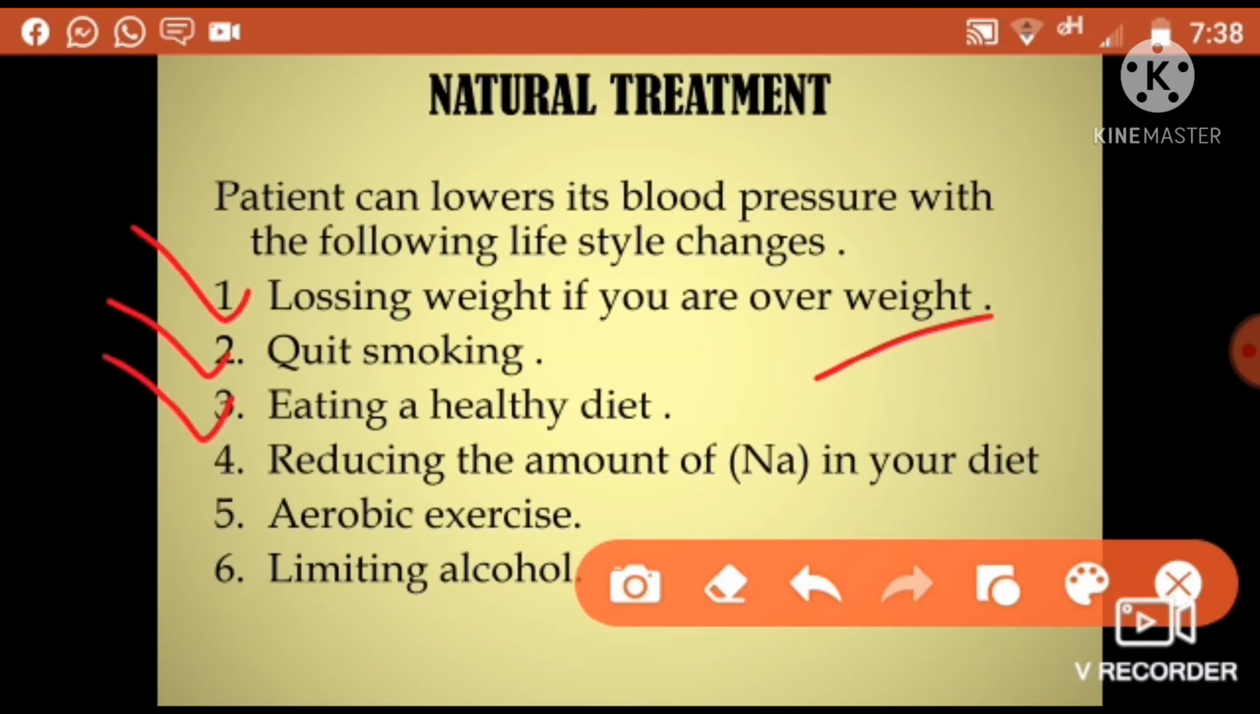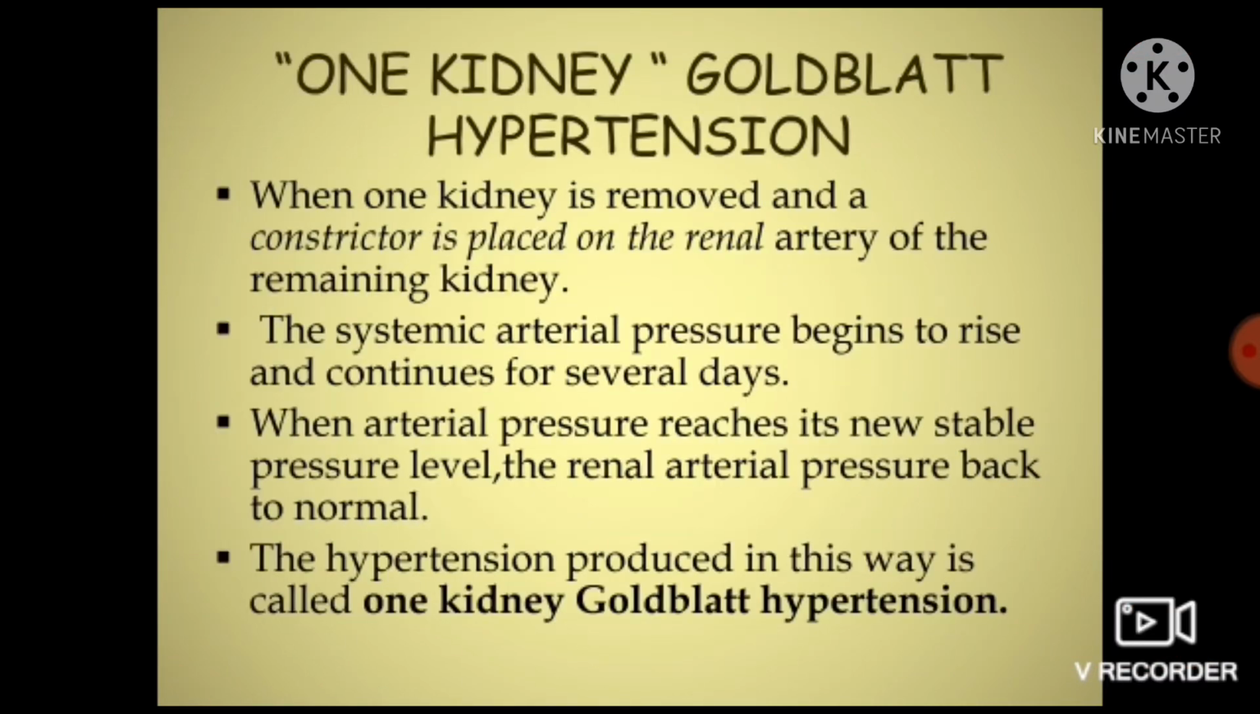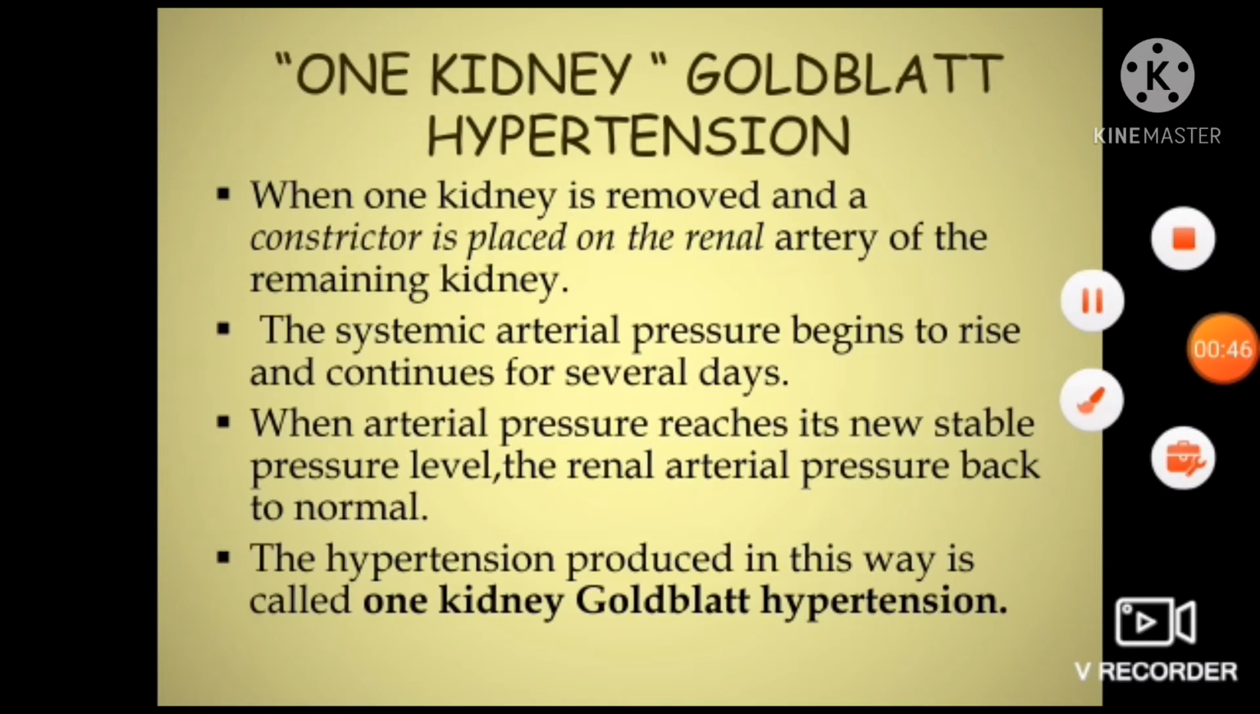Eating a healthy diet means a diet rich in vitamins, ions, and nutrients. Reducing the amount of sodium in your diet means salt reduction. Aerobic exercise means exercise that carries a large amount of oxygen, fresh air, into your lungs and into your circulation. Limiting alcohol means limiting alcohol induced habits.